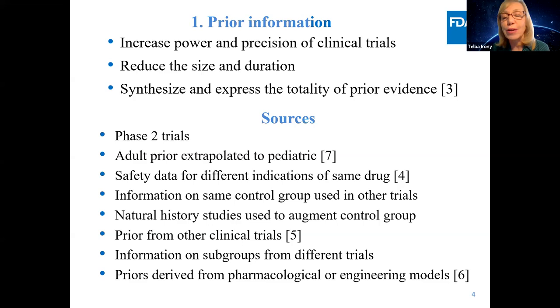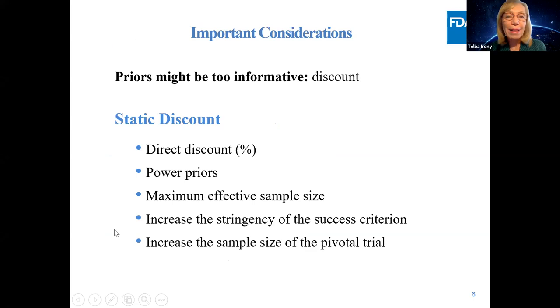So for instance, you have a subgroup in a trial that yielded different results. You might want to conduct a trial only with that subgroup, and then you can use the information from other trials. And an exciting area is priors derived from pharmacological models, like PKPD models, or engineering models in cases of medical devices. And as I said before, these numbers are examples of submissions or literature in which these types of priors were used.